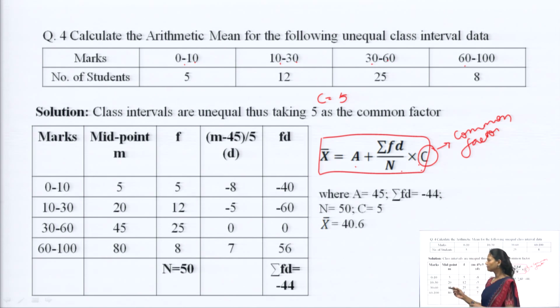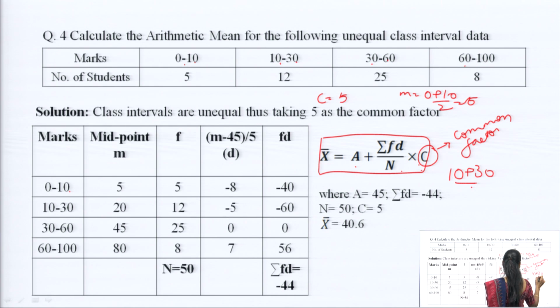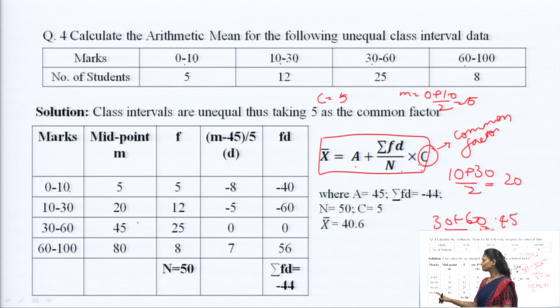Midpoints, in the same manner, we are supposed to calculate. Midpoint m is equal to 0 plus 10 divided by 2, which gives me 5. So, this 5 becomes my midpoint. 10 plus 30 divided by 2 gives me 20. So, 20 becomes my midpoint. 30 plus 60 divided by 2 gives me 45. So, 45 becomes my midpoint. 60 plus 100 divided by 2 gives me 80. So, 80 becomes my midpoint. So, we have obtained the values for the midpoints, and we have the frequencies given to us.